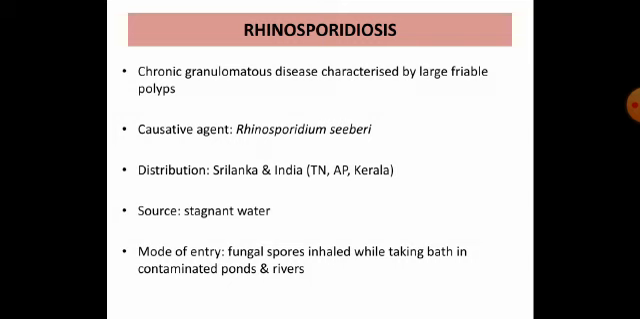Rhinosporidiosis is distributed in regions of Sri Lanka and also in parts of India, that is mostly in the south of India, that is Tamil Nadu, Andhra Pradesh and Kerala. The source of this infection is found to be stagnant water. The mode of entry is through the fungal spores which are found in the stagnant water, and when the person enters this stagnant water while either taking a bath or for recreational activities, the fungal spores are inhaled.